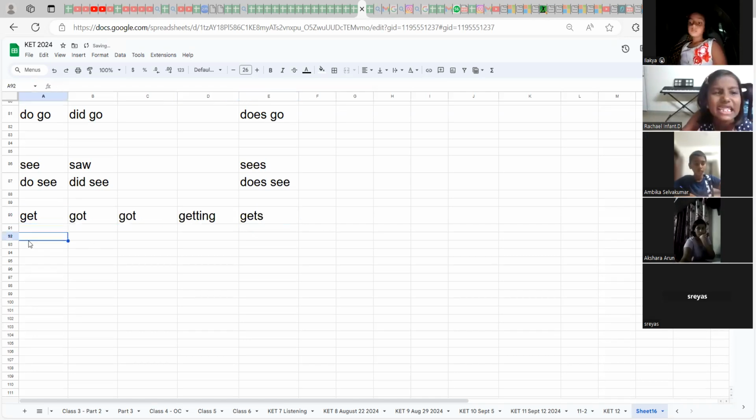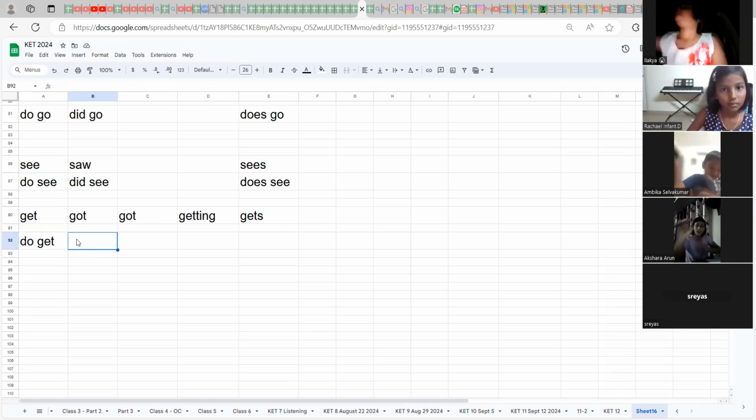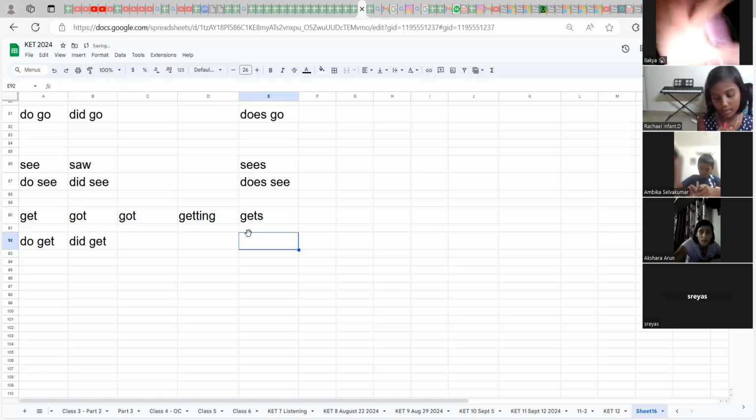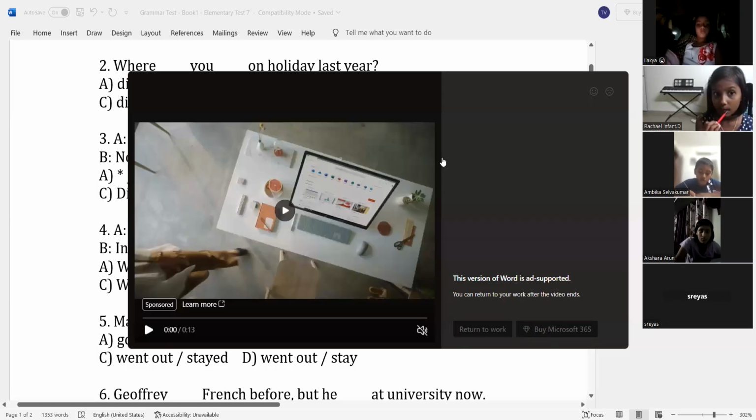Now the get is going to split into do plus get. How do you split it? Did plus get. You have to remember this very nicely: does plus get. You are going to use either do plus get, did plus get, or does plus get, depending on the tense. That's what Rachel told very correctly.